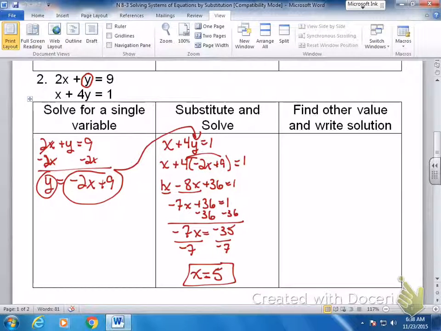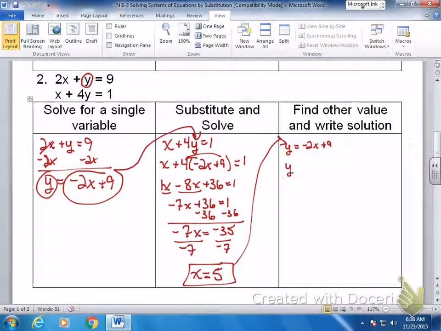Now we'll go in and plug our x value into one of our equations. You can use any of your equations, but since we already solved one for y, it'll probably just be easier to use that one. The one we solved for y equaled negative 2x plus 9. But now I know what x is. X is positive 5, so I'm going to plug it back in.